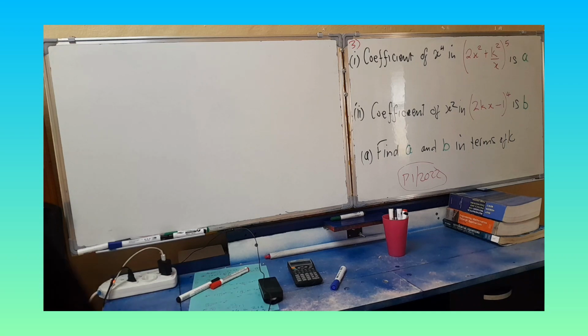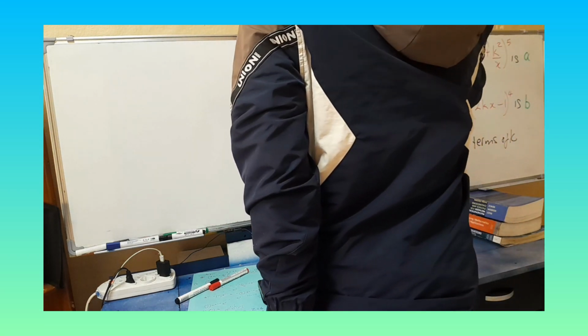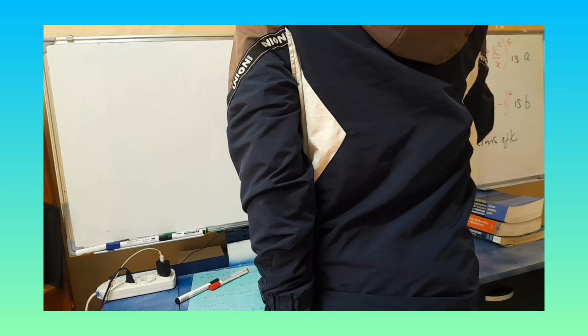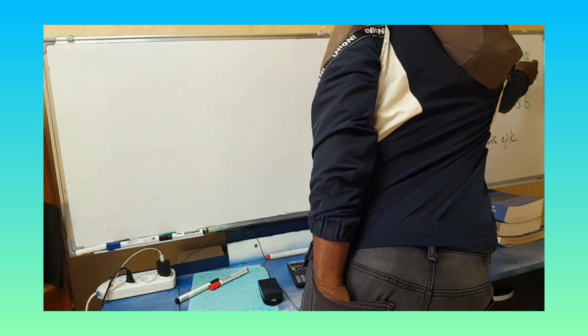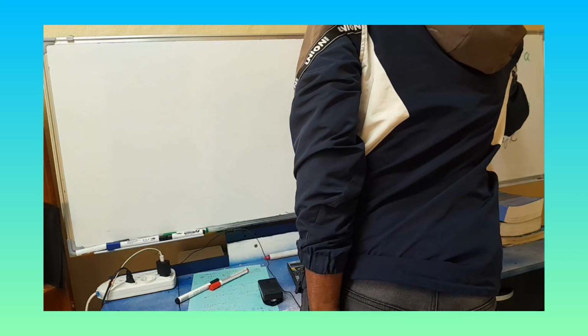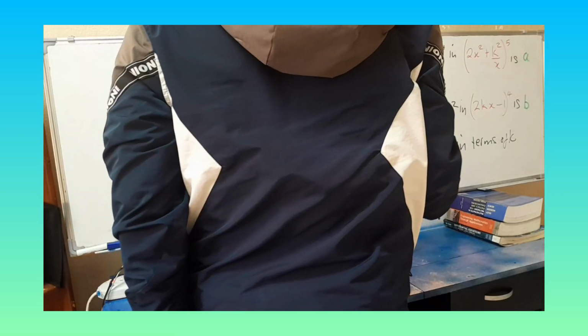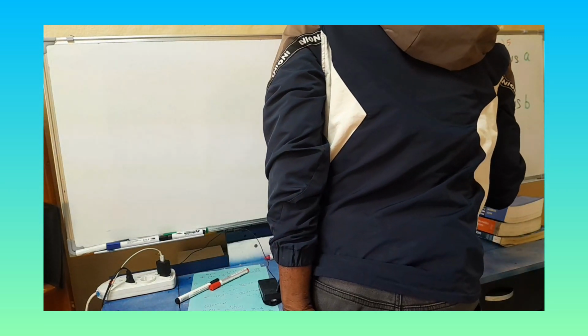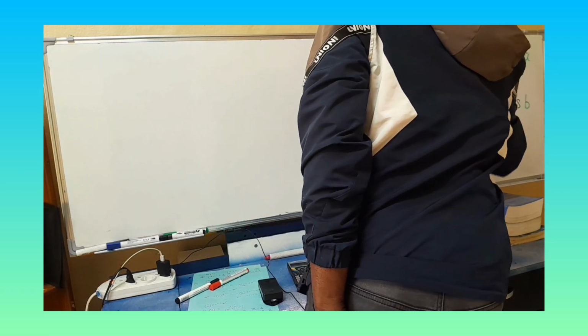What does this mean? This means that when we expand this, the term that contains x to the power 4, the coefficient of that term is equal to A. Whatever it is, it will be in the form of k, this and that, but we can equate it to A. Same applies here. When we expand this, we look for the term in x squared, the coefficient of that term is equal to B. So find A and B expressed in terms of k.